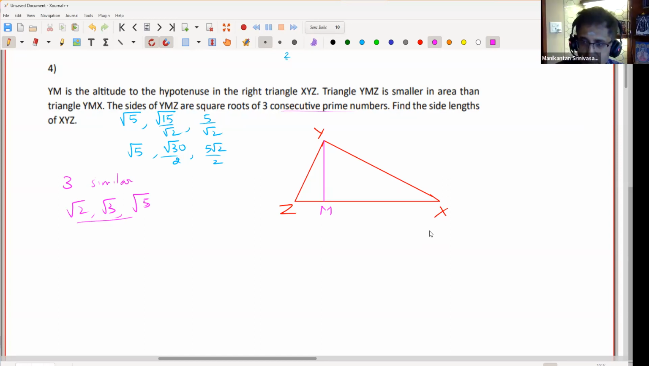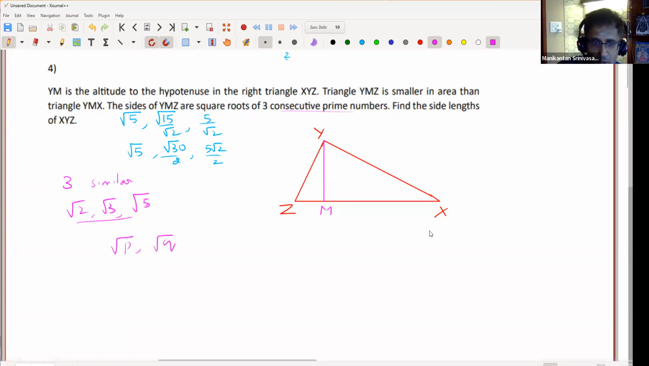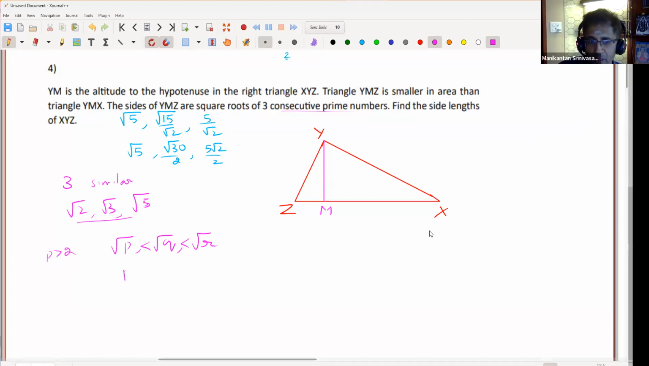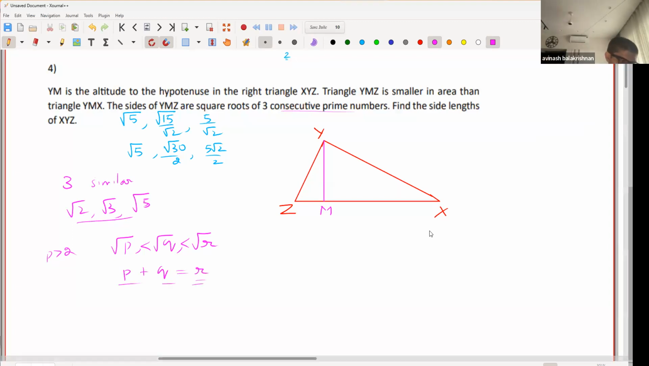Not just way too large, but to Avinash's point, let's say there are root P, root Q and root R, where P, Q, and R are prime numbers beyond 2. Then P, Q, and R all 3 have to be odd. So when I do P plus Q, when I square them for Pythagoras theorem, odd plus odd will be even, right? R cannot be even because R is prime. Therefore, the only set that will work is 2, 3, and 5. Yes. Continue. Now, it's the labeling of which is the smaller one. I think ZM is 2 in your diagram.